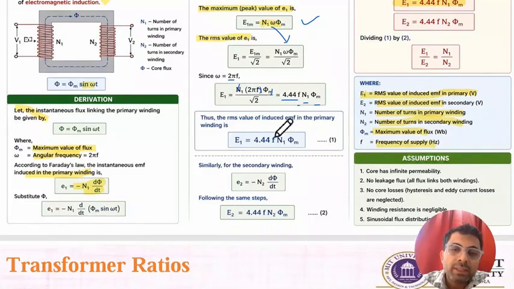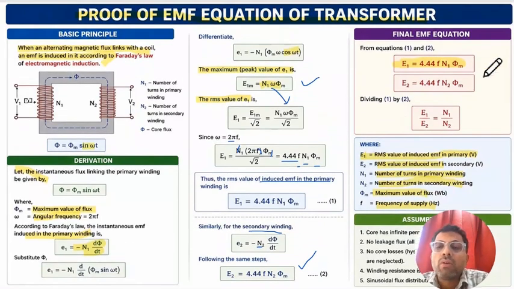This is the equation of induced EMF in the primary winding. In the secondary winding everything is the same; wherever there is N1, here there is N2, with d by dt of phi. So here you will get the same equation, E2 equals 4.44 f N2 phi m. So we have got the two final equations, E1 equals this one and E2 equals this one. Dividing 1 by 2, what will happen? E1 by E2 equals N1 by N2. The 4.44 cancels, phi m cancels, f also cancels.